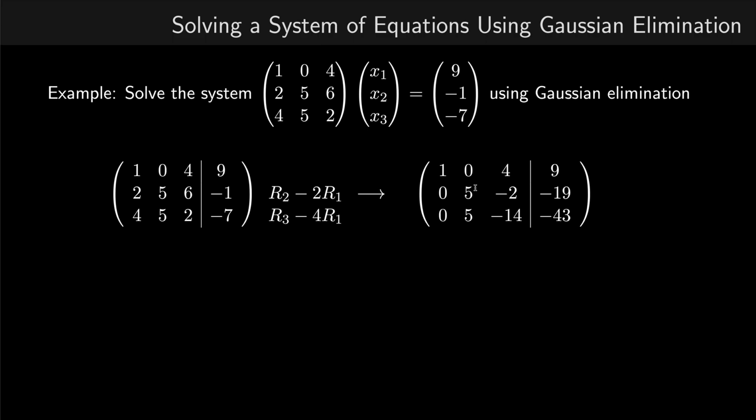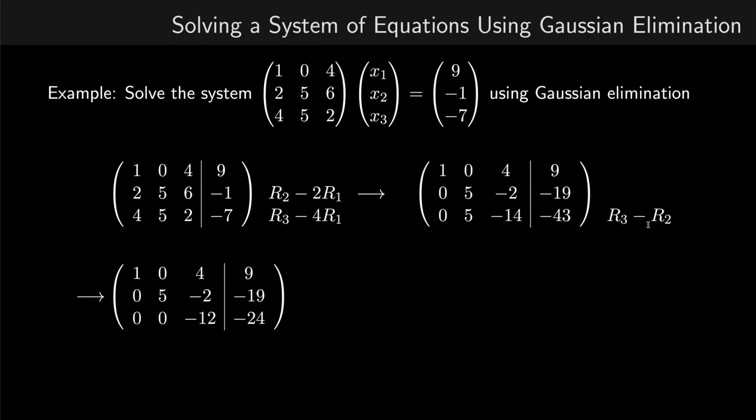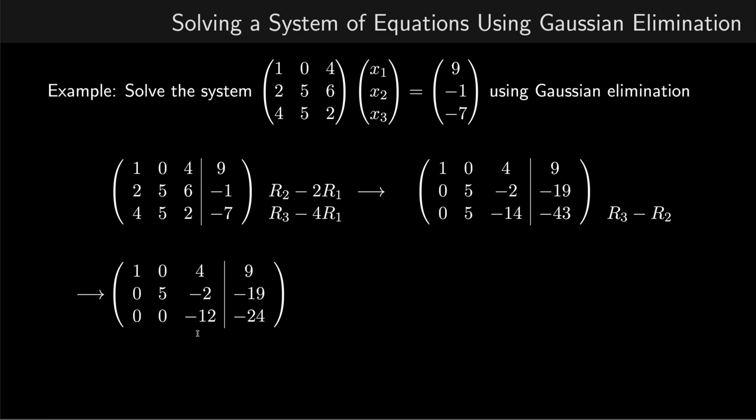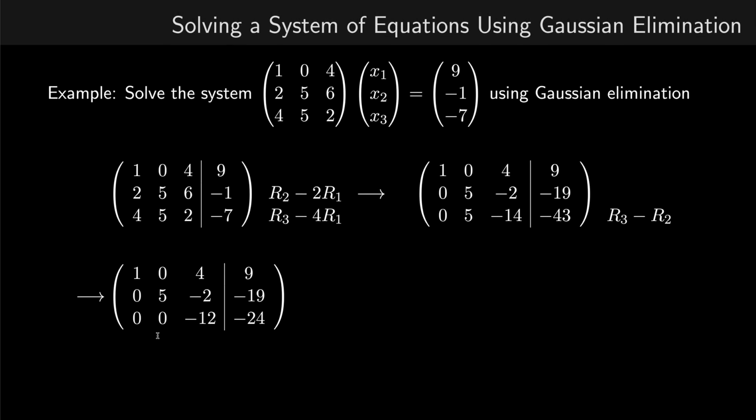The next pivot is 5, and we want the number beneath the 5, which is also 5, to reduce to 0. So this row operation is going to be row 3 minus row 2. This gives me this augmented matrix down here. Here, this is in row echelon form because our pivots 1, 5 and minus 12 each have the pivot beneath them to the right. For example, 5 is to the right of 1 and minus 12 is to the right of 5.